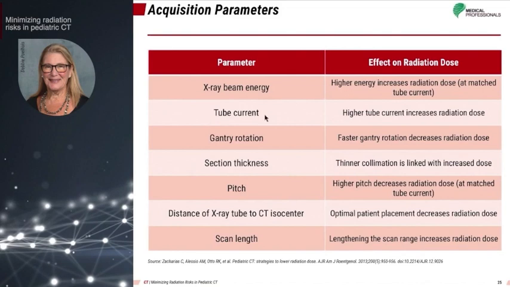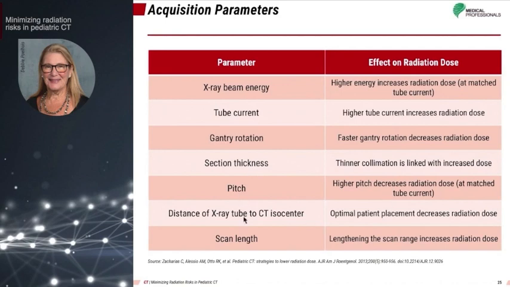The tube current: a higher tube current increases radiation dose. The gantry rotation: the faster the gantry rotates, the lower the radiation dose. The section thickness, or slice thickness: the thinner the collimation, the greater the dose. That is because more slices are necessary to cover the area of interest.